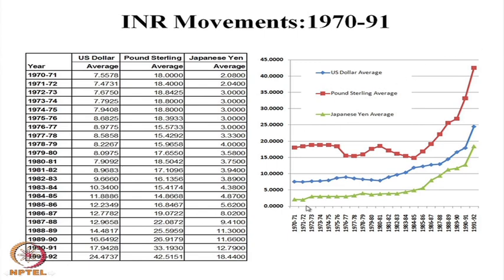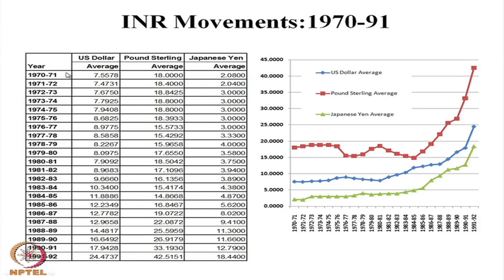The rupee was depreciating against pound sterling, against the Japanese yen, and against the US dollar. This depreciation or appreciation was not because of market fundamentals; there was no market for foreign exchange. The depreciation and appreciation were there because of devaluation or revaluation of the currency. The devaluation and revaluation of the currency were decided by the RBI and the government of India.